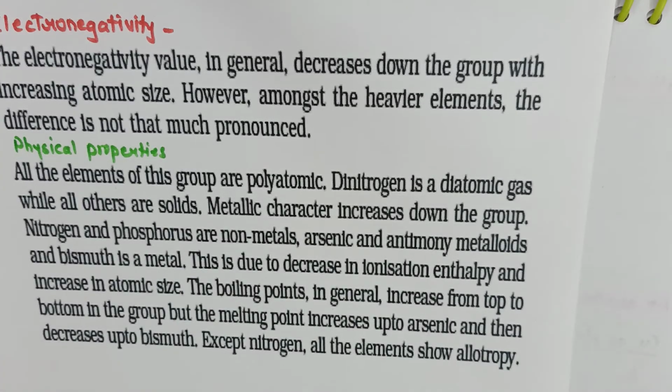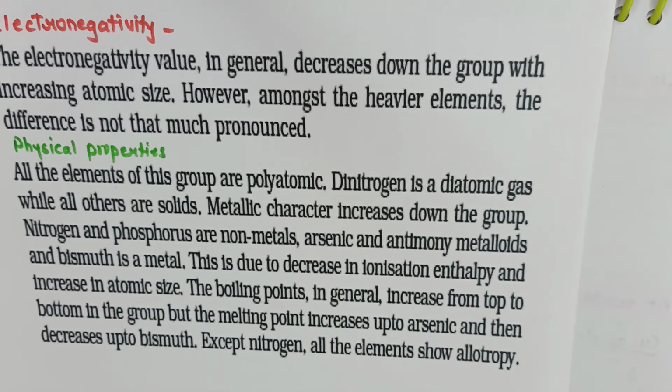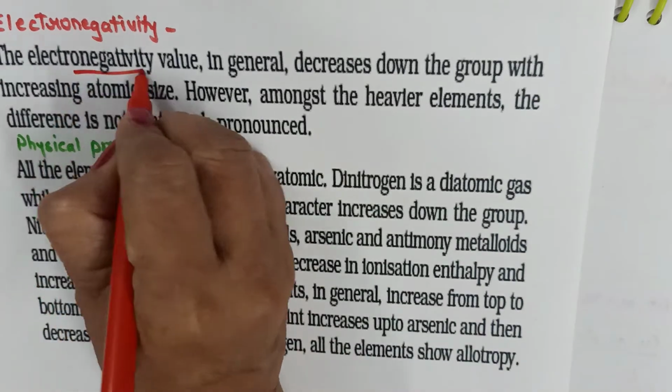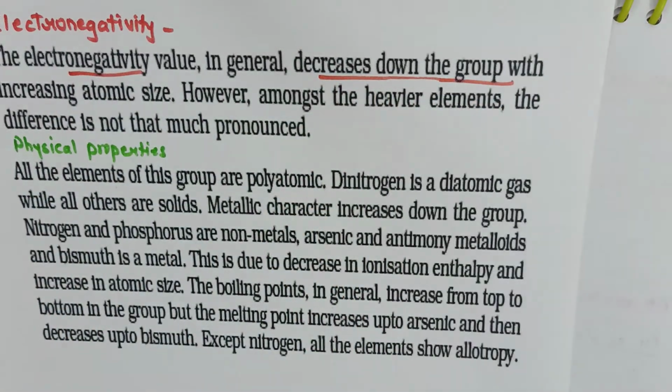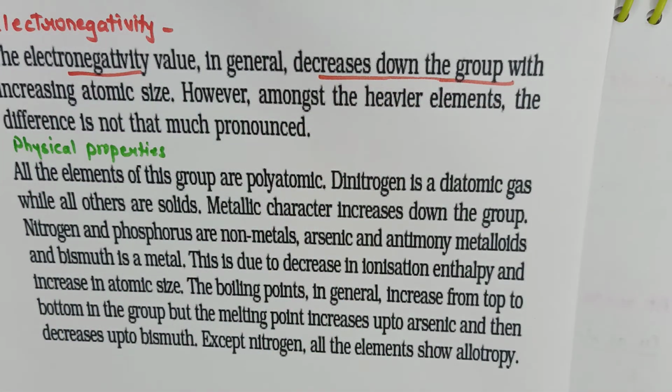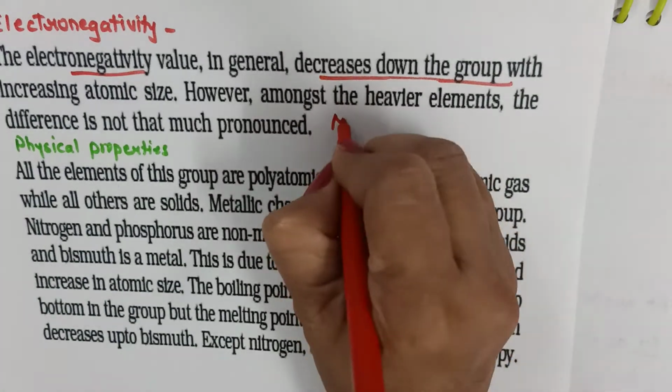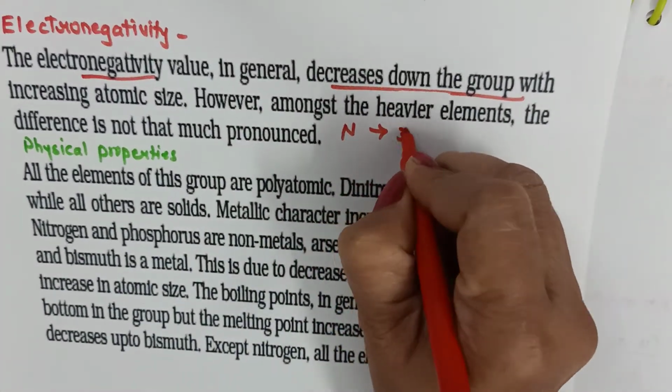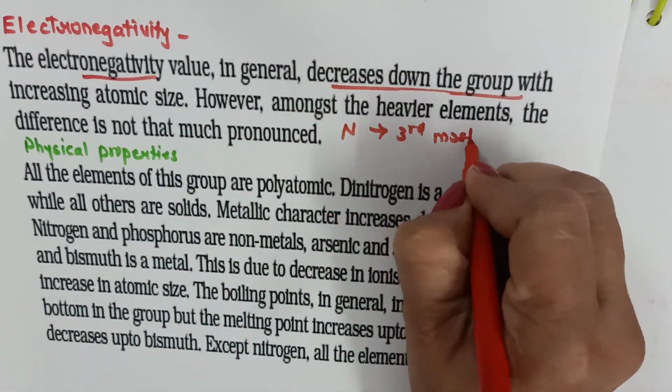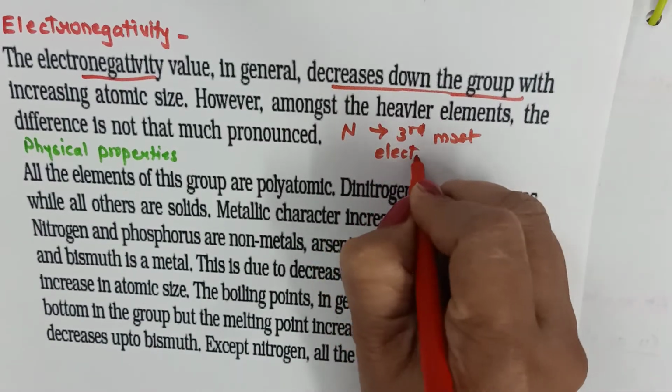The next property that we are going to discuss is electronegativity. What is electronegativity? It is the tendency of an element in a bonded pair to attract the shared pair of electrons towards itself. Now the electronegativity value decreases down the group, but we know that nitrogen is the third most electronegative element.